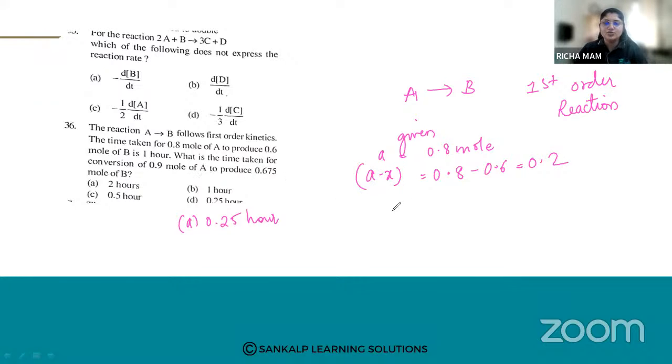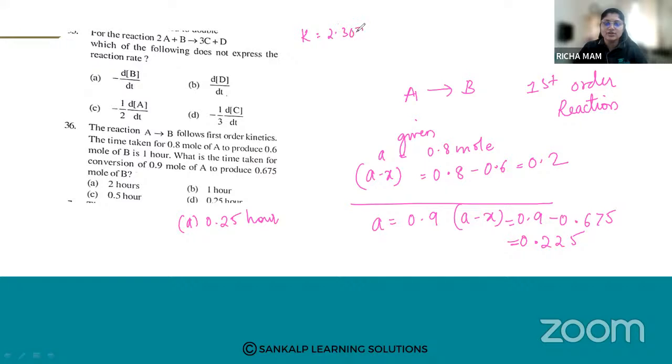Now first we'll find for this equation. For the second, A is equal to 0.9 and A minus X is what? 0.9 minus 0.675. So this is how much? This is 0.225. Now put the equation. So K is equal to 2.303 by T log of 0.9 by 0.225. Just see how much it is. So we have to find the time. So log of 0.9 by 0.225 will be log of 4. So do this and see how much you're getting.